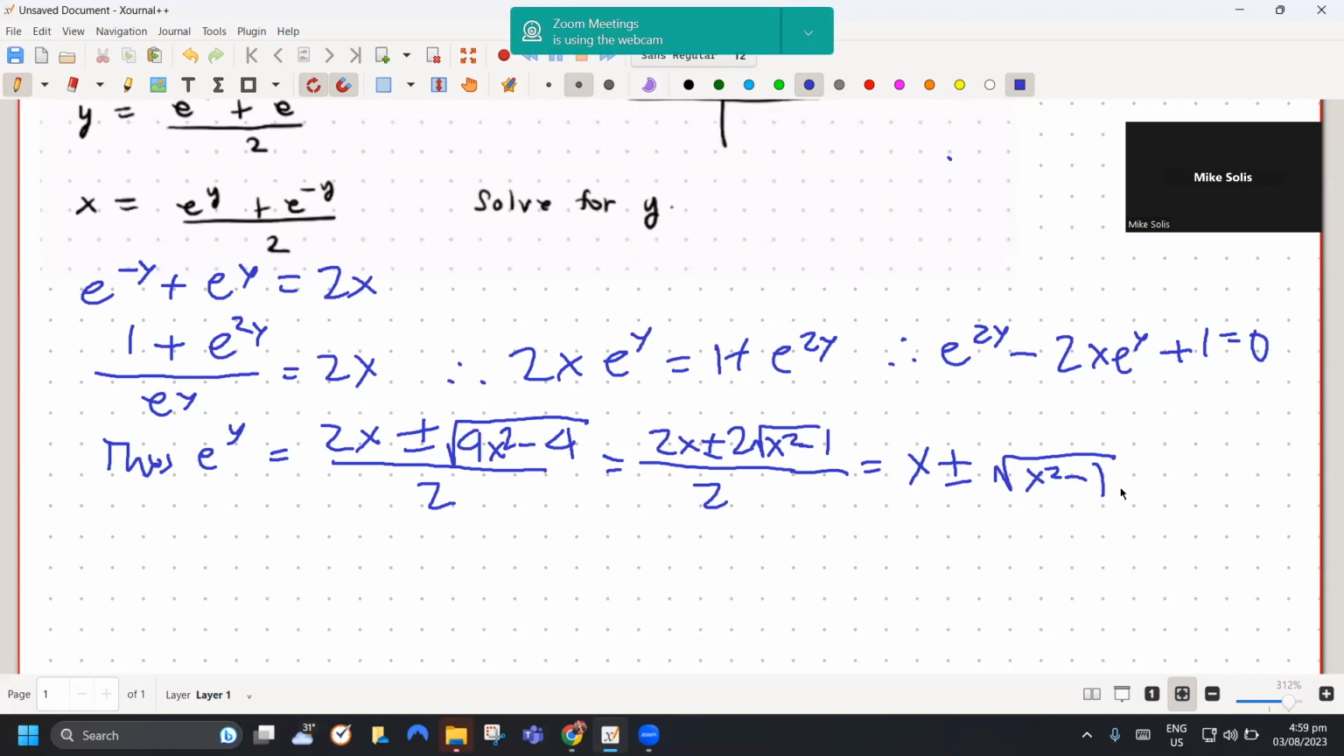The square root of x square minus 1. Tsaka minus.